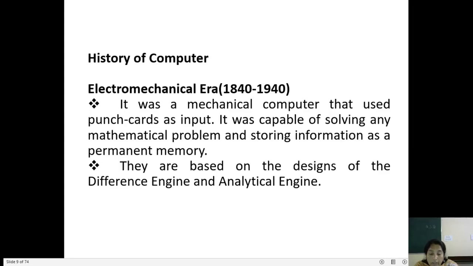So that engine we call an analytical engine, and it was used for the census in the case of British people, and it was a success during the 1840 to 1940 period, and we call this the electromechanical era.